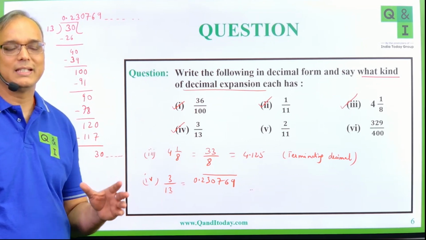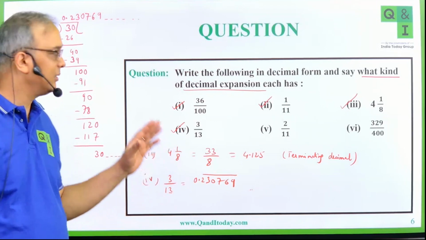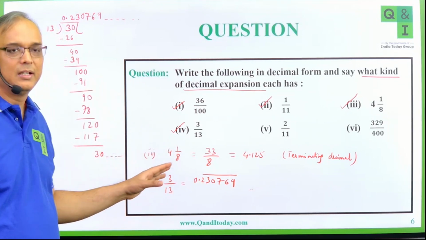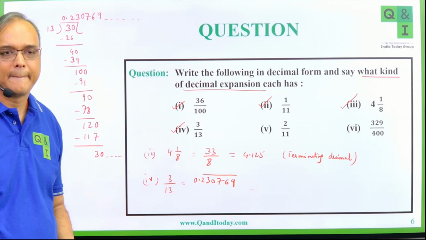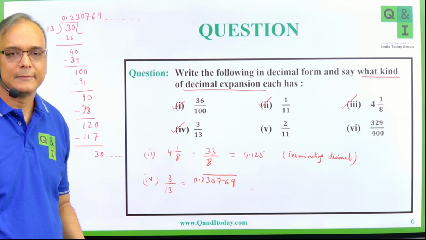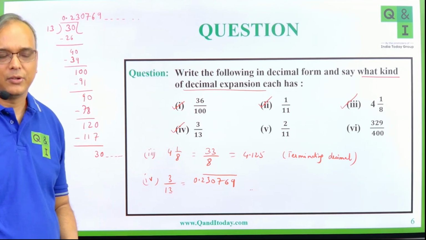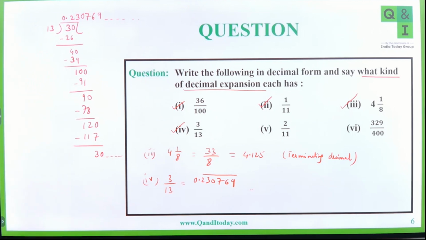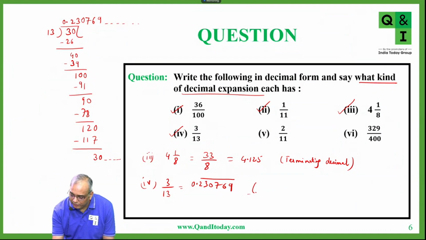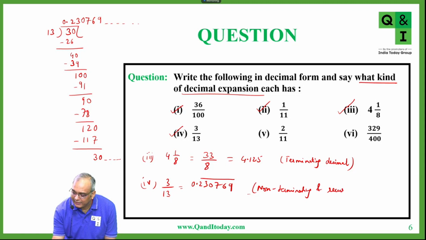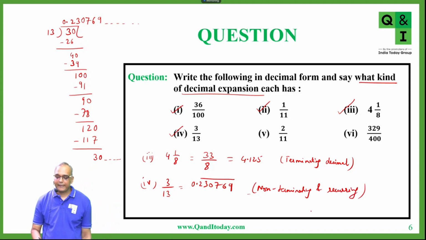Three over 13, is it clear, students? Have you been able to understand how we divided and how it is non-terminating and recurring? Okay. So if we have to write what type of decimal this is, this is non-terminating and recurring.